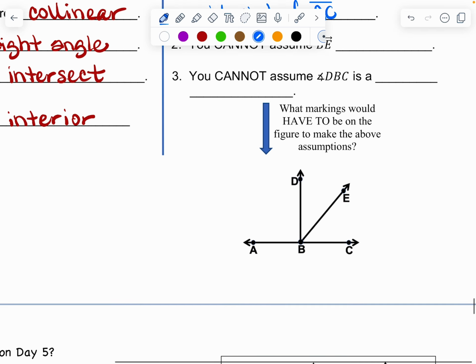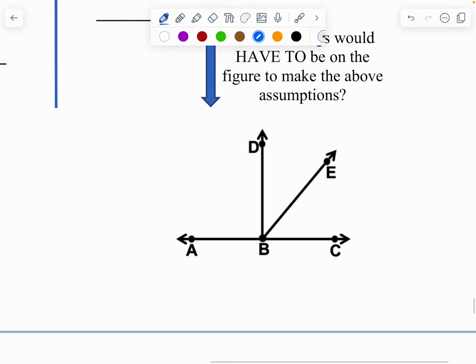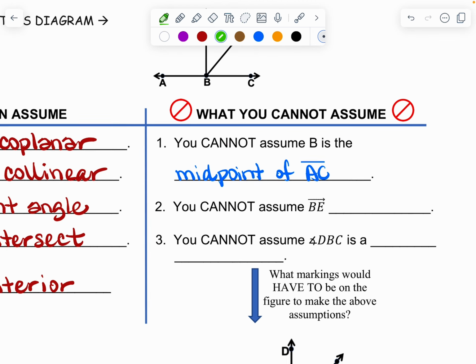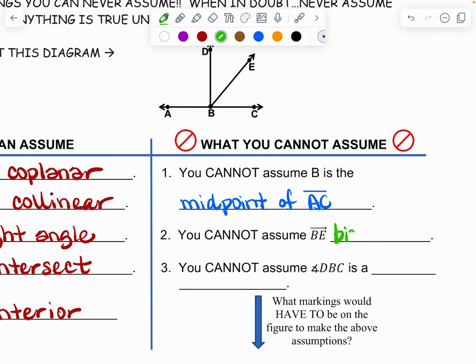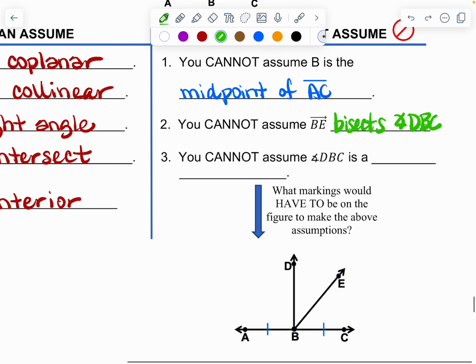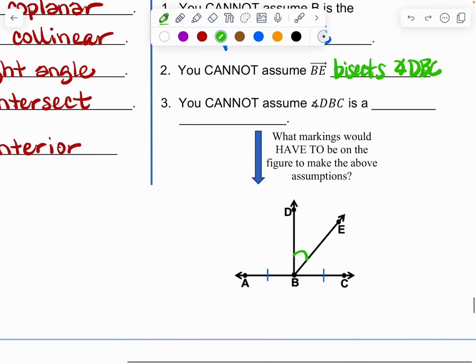So what I'm going to do is down here on this picture, I'm going to write what the picture would have to look like for me to be able to make that assumption, right? And of course, I would clearly have to have congruency marks to prove that B was the midpoint, just like we talked about last week. Secondly, you cannot assume that ray BE bisects angle DBC. So again, no matter how much it looks like this ray right here might be cutting DBC in half, we obviously cannot assume that unless, of course, we see congruency arcs.